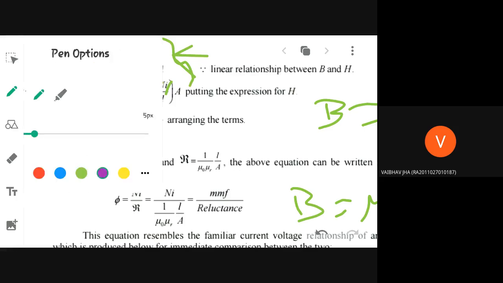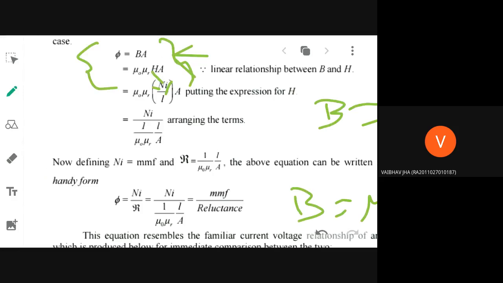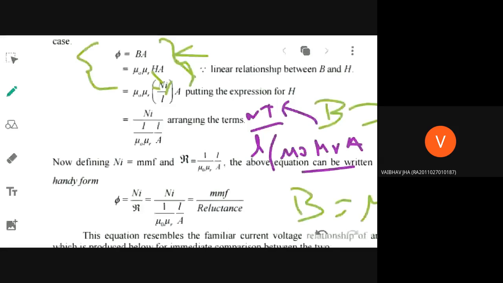Okay, Ni by L, and you are bringing L divided by mu naught mu r A. If you are writing this, these terms will come up. There will be no change in the original equation. You are just bringing it to the new denominator. Then this will be phi, and this whole thing you will be considering as the S term. That is what?